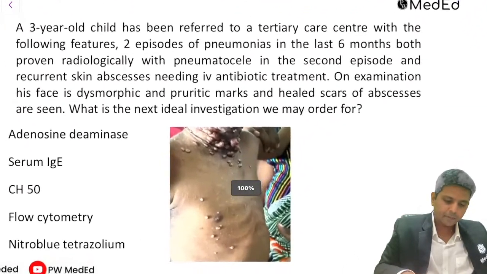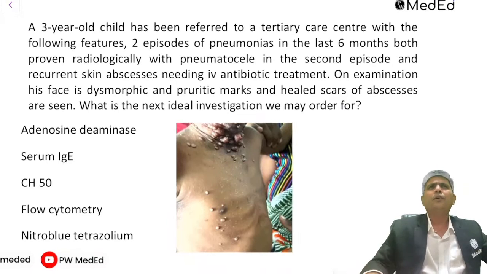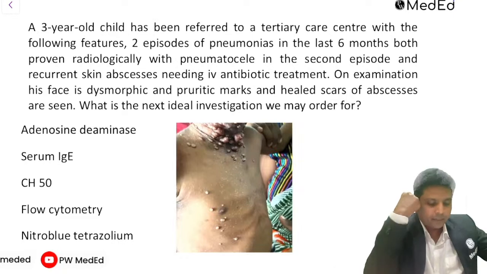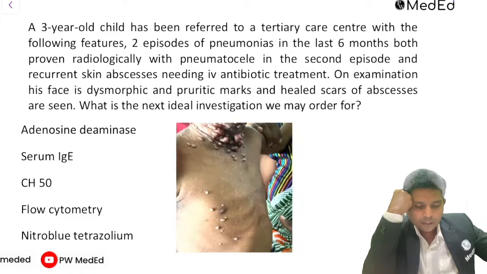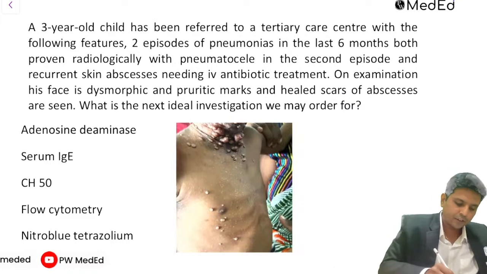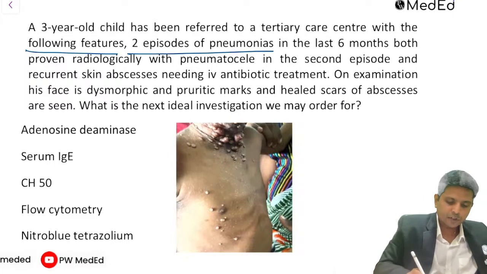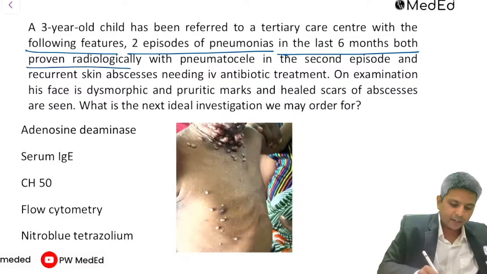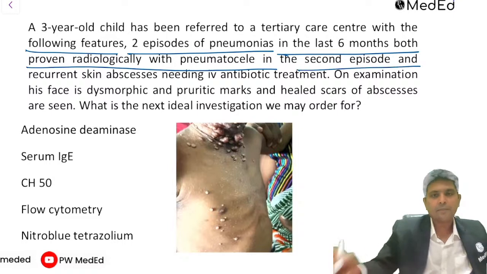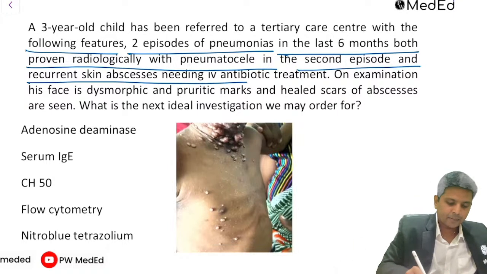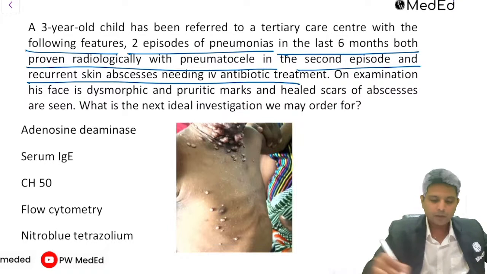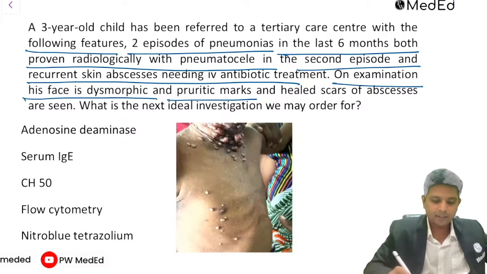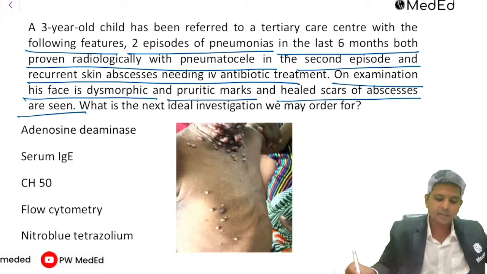And finally, let us wind up our session with this. Almost 2 hours are over. A 3-year-old child has been referred to the tertiary hospital with the following features. 2 episodes of pneumonia in the last 6 months, proven radiologically with pneumatocele in the second episode, and recurrent skin abscess needing IV antibiotic. On examination, his face is dysmorphic, pruritic markings and healed scars of abscesses are seen.